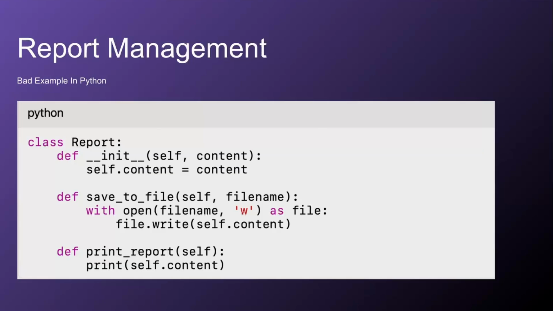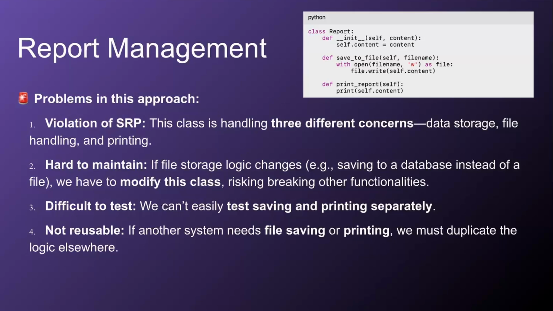Let's see what is wrong with this example. The problem in this approach is that, first of all, it is a clear violation of SRP. This class is handling three different concerns: data storage, since whatever content we pass, it saves as self.content; file handling, since it saves self.content into a file; and printing, using the third method, print_report. So it is handling three different concerns, and obviously one class should handle only one concern, one responsibility, as per the single responsibility principle.